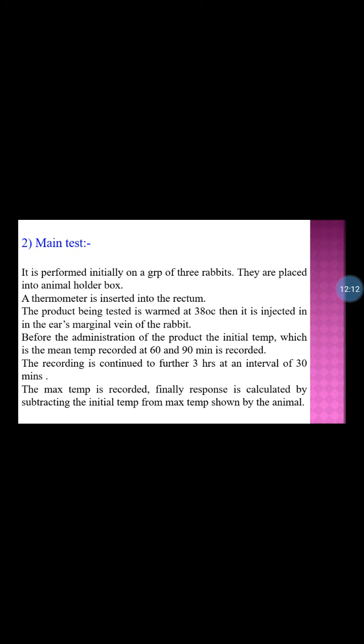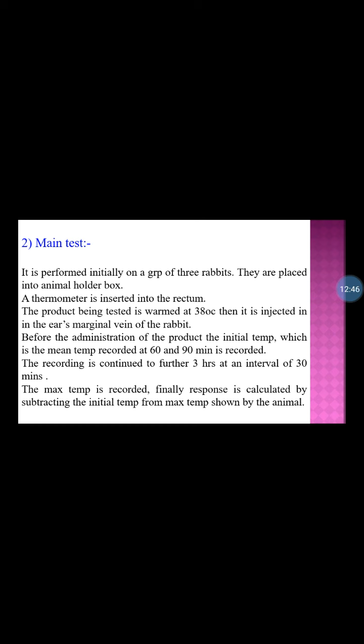Now we will see the main test. It is performed initially on a group of 3 rabbits. They are placed into an animal holder box. A thermometer is inserted into the rectum of these rabbits. The product being tested is warmed to 38 degrees Celsius. Then it is injected into the marginal ear vein of the rabbit.